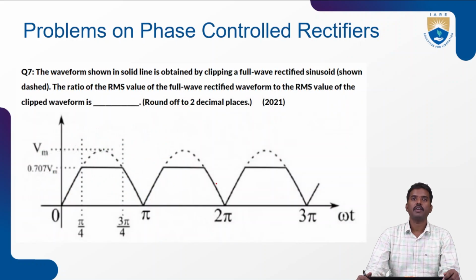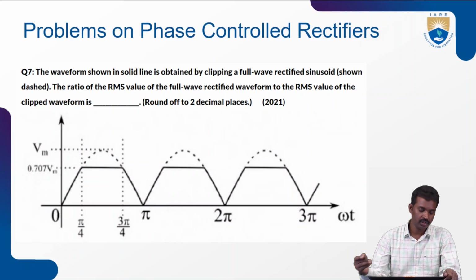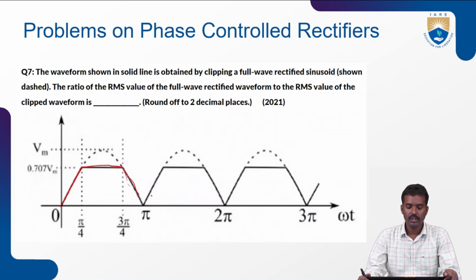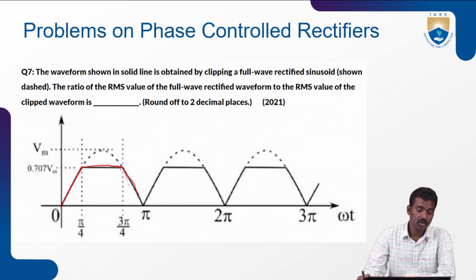Now here, seventh question. This is a very simple problem from the 2021 GATE question. The waveform shown in the solid line is obtained by clipping a full wave rectified sinusoidal, as shown in the dashed line. The ratio of the RMS value of the full wave rectified waveform to the RMS value of the clipped waveform, that you need to calculate. How to solve this problem?